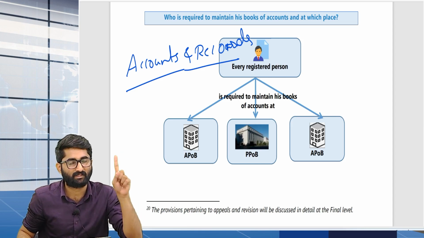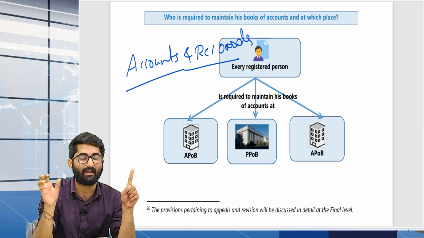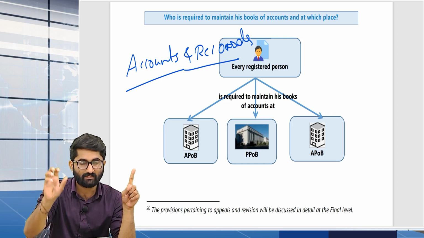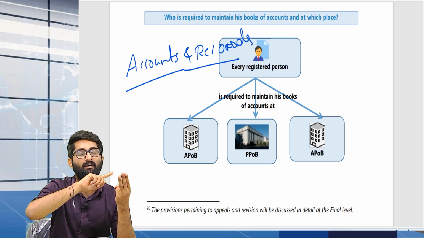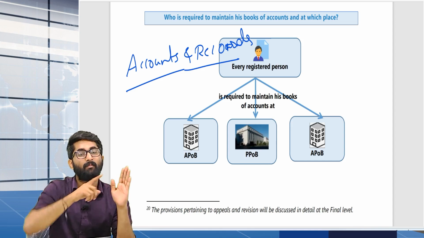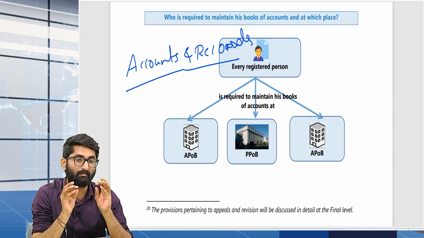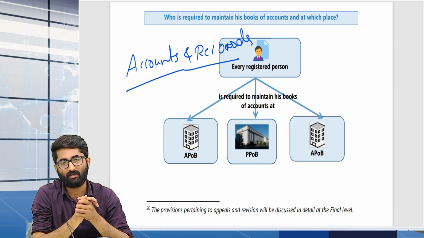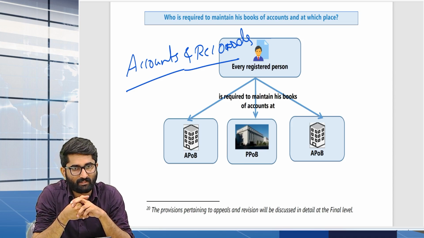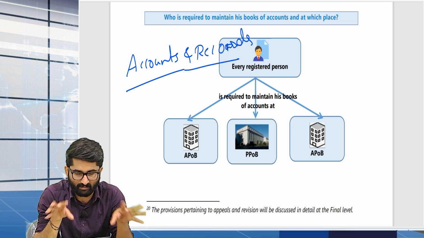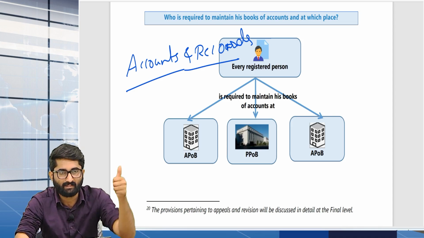Again, section number 35 subsection 1 says that a registered person has to maintain true and correct accounts in the principal place of business related to the purchase, sale, input tax credit, output tax liability, stocks and manufacturing, plus such other details as may be prescribed. If there are additional places of business, the accounts and records related to them shall be kept in such places, and they can be maintained in electronic form as well. That is section number 35 subsection 1.